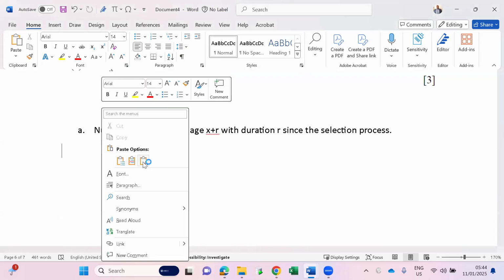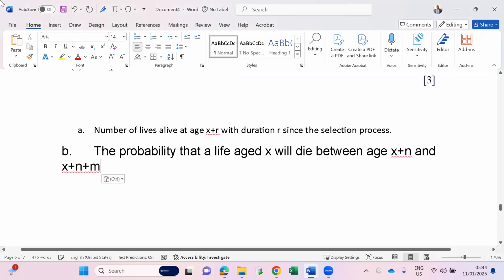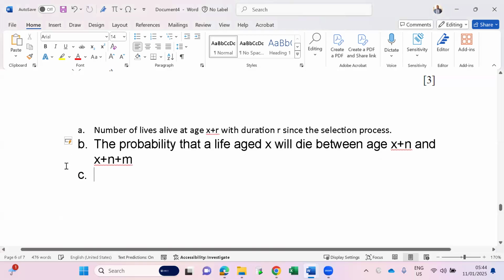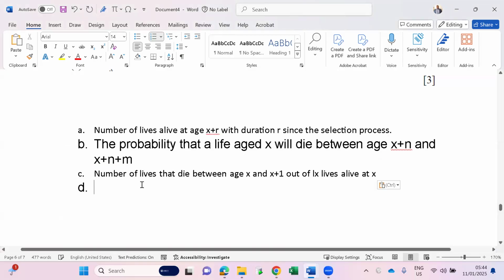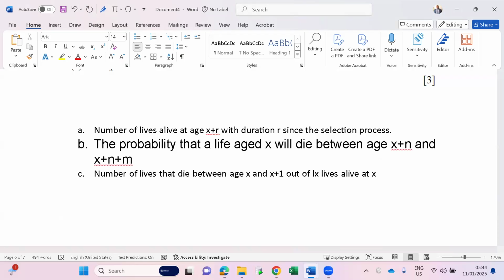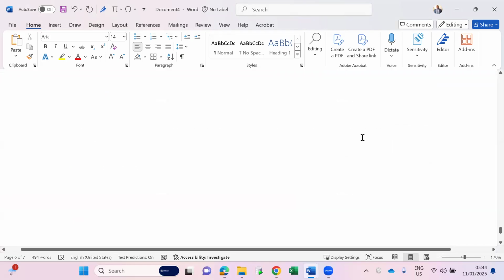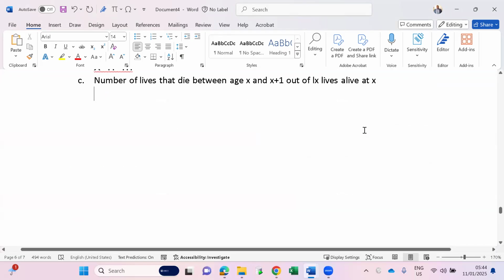And the last one, dx again, number of lives that die between x and x plus 1. All right. Yeah. So of Lx lives alive at x. So there are still some questions, but let's stop here.